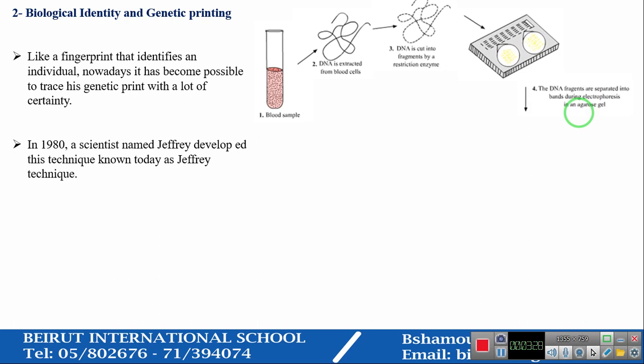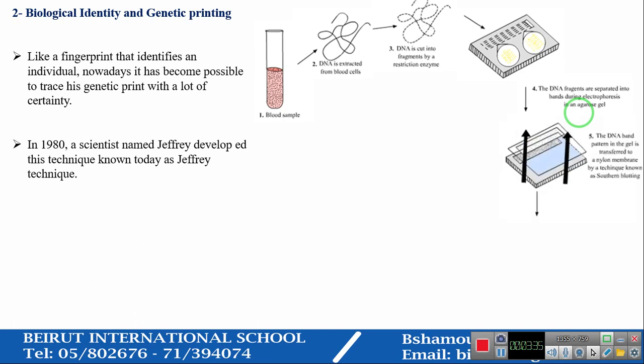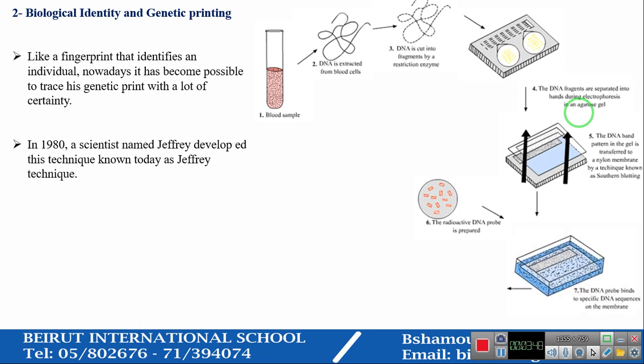The DNA fragments are separated into bands during electrophoresis in an agarose gel. The DNA band pattern in the gel is transferred to a nylon membrane by a technique known as Southern blotting. Then the radioactive DNA probe is prepared. The DNA probe binds to specific DNA sequences on the membrane. Next, excess DNA probe is washed off. At this stage, the radioactive probe is bound to the DNA pattern on the membrane.